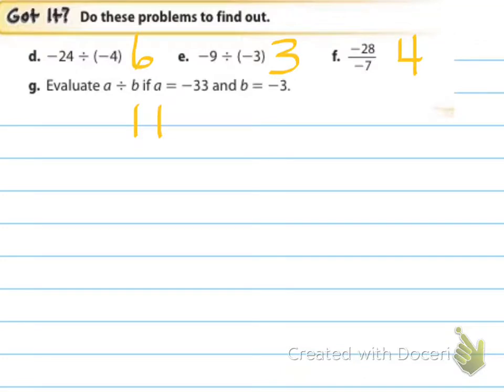Alright, so you've got 6, 3, 4, and 11. All of them positives because they're all negatives divided by negatives, so the negatives cancel out. Just like if we're doing a positive divided by a positive, it's automatically positive. Same signs, positive.